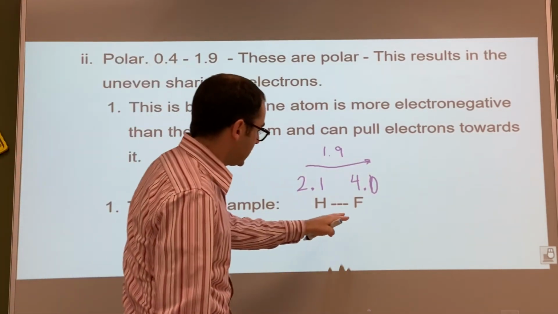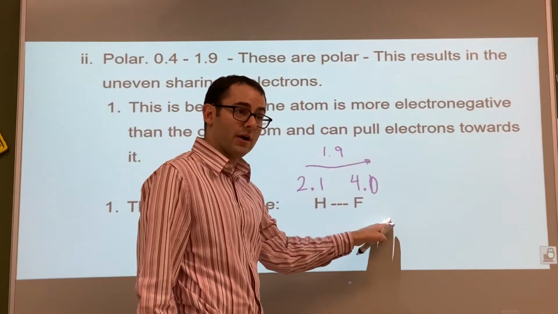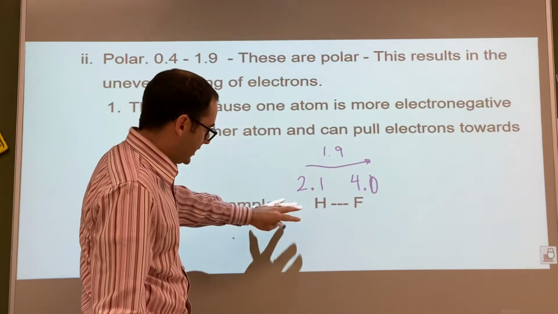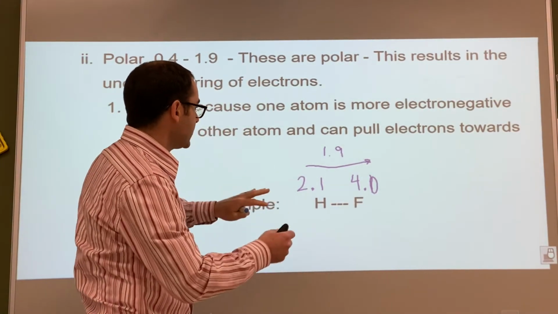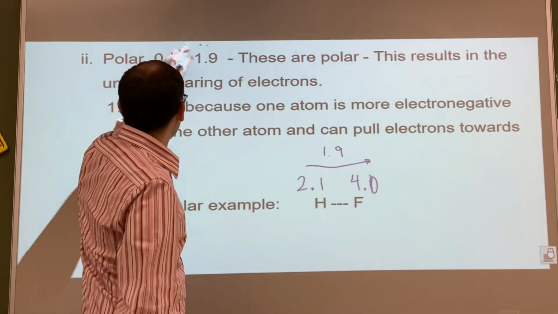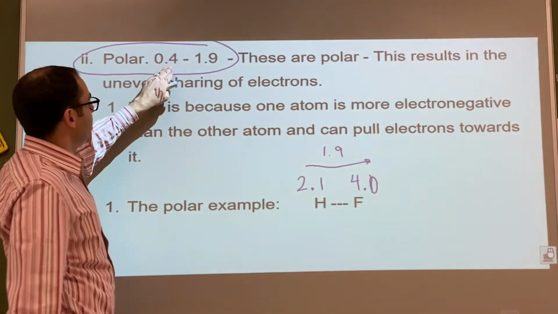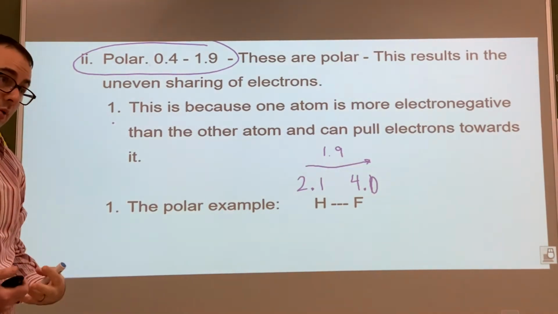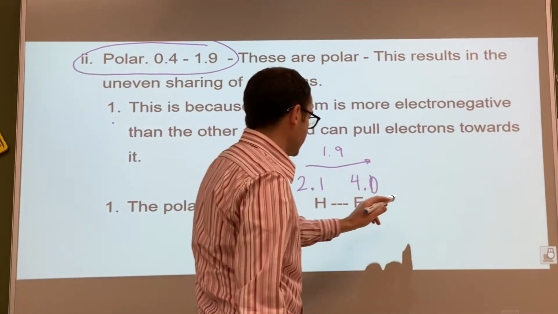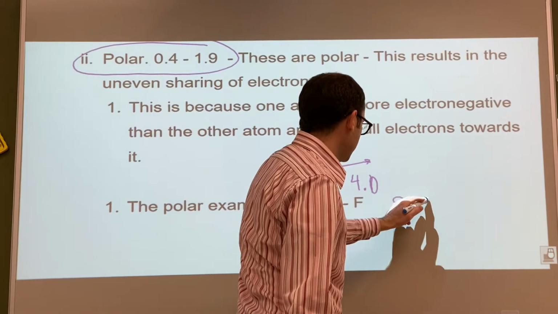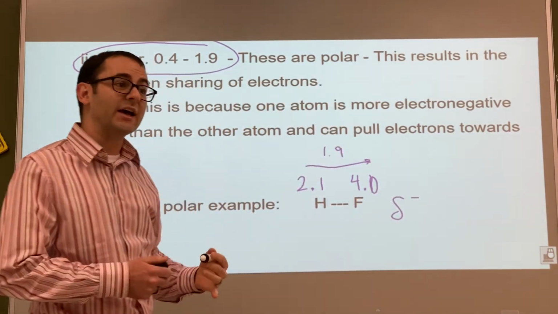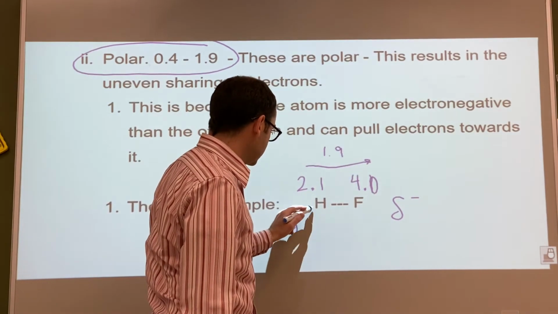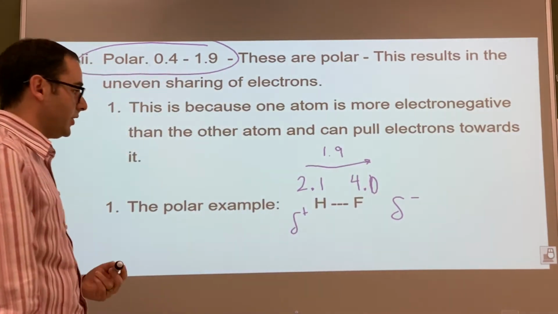That means that fluorine's going to have more electrons around it, right? The hydrogen's going to have less electrons around it. Now, because it's 1.9 and polar is anywhere from 0.4 to 1.9, we need to show that it's actually polar. And this you might remember from last year. We started to use these symbols. We'd show that it was slightly negative if it had the higher number, and slightly positive if it had the lower number.